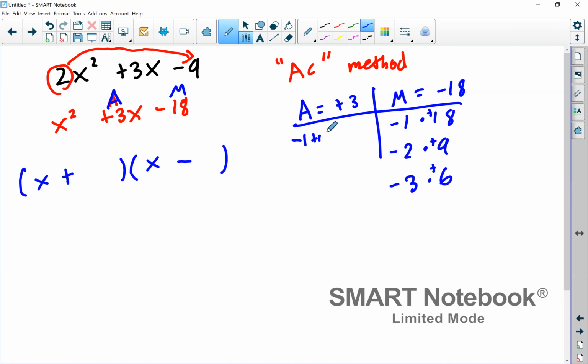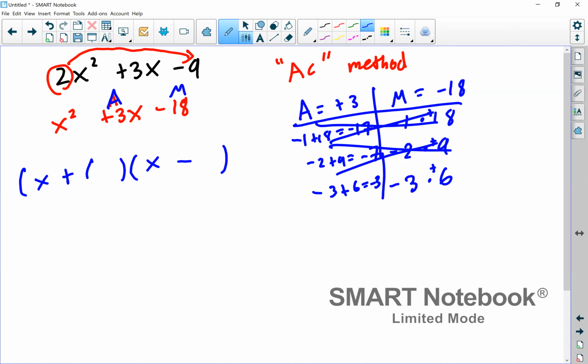Negative 1 plus 18 equals 17, so no good. Negative 2 plus 9 equals 7, so this isn't any good. Negative 3 plus 6 is positive 3. So that works. Those are our factors. Positive is the 6. The negative is the 3.